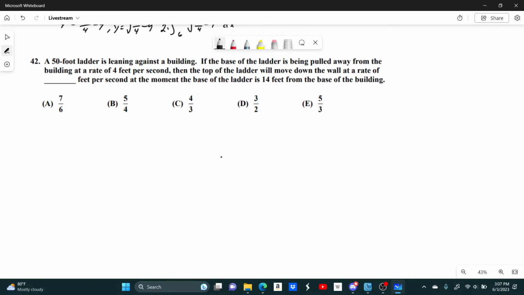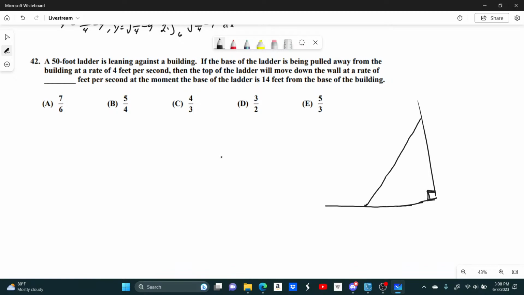Okay, a 50-foot ladder is leaning against a building. If the base of the ladder is being pulled away from the building at a rate of 4 feet per second, then the top of the ladder will move down the wall at a rate of how many feet per second? At the moment, the base of the ladder is 14 feet from the base of the building. Always draw these because it makes the whole process easier. So this is the floor, here's the side of your building. These are supposed to be perpendicular, I just didn't do a very good job of drawing it. Here is your 50-foot ladder.